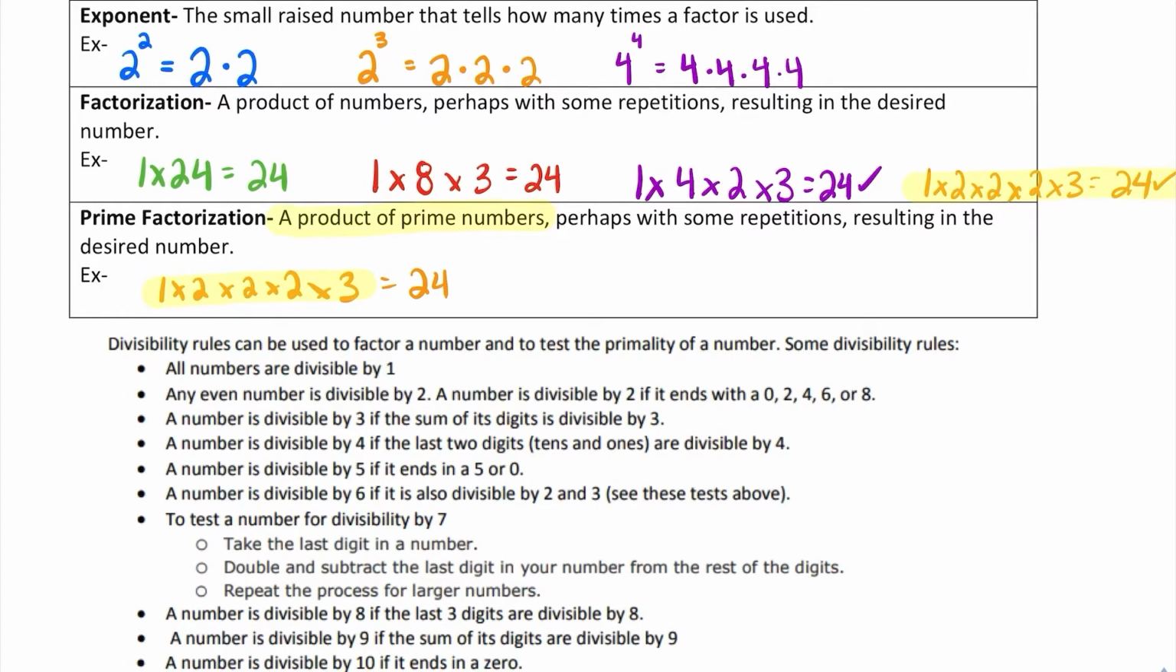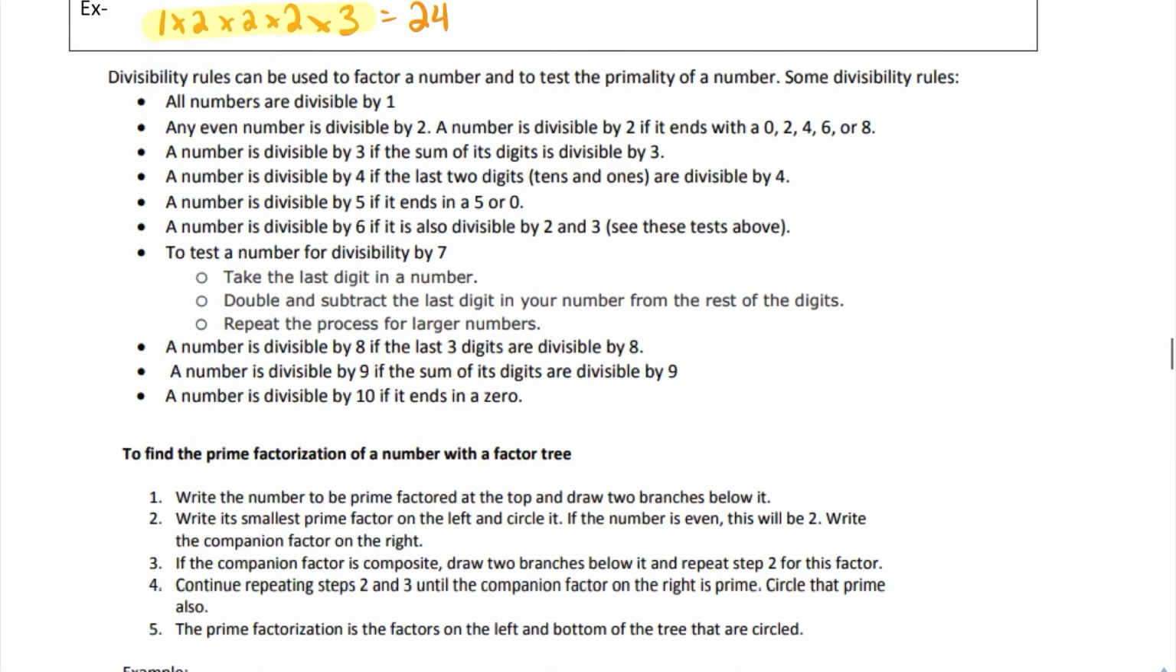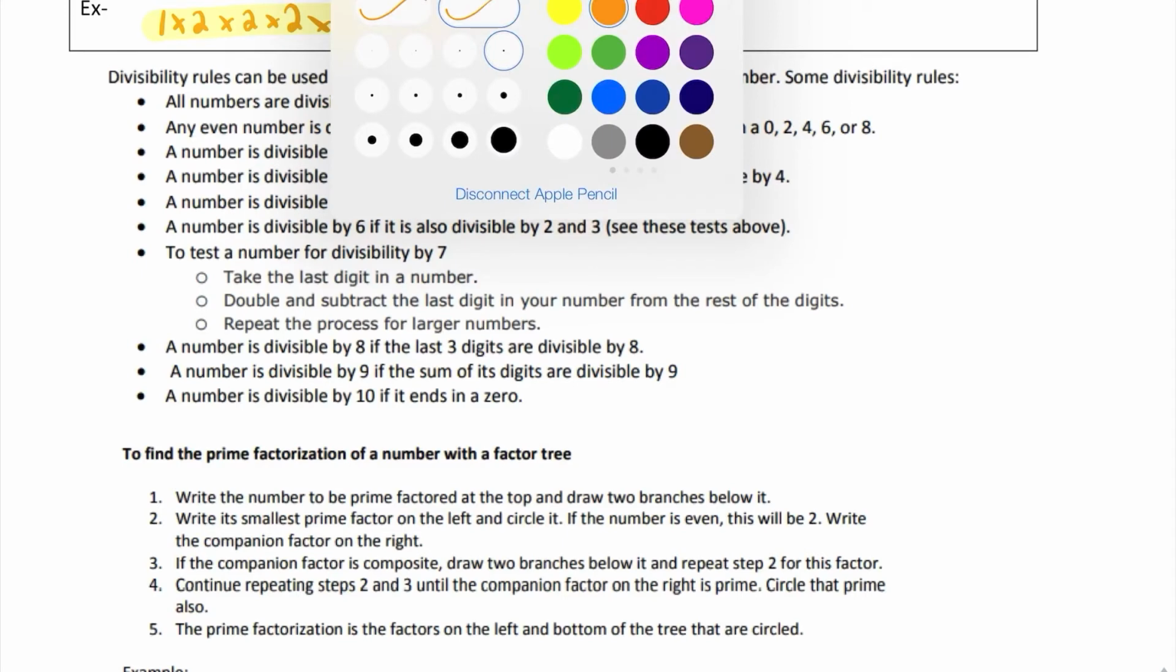Okay? So yes, it is okay to have some repetitions in there. I mean, look, I have 3 2's in there, so that's okay. The only thing that matters is that all of the factors are prime. Okay, so let's get into it.